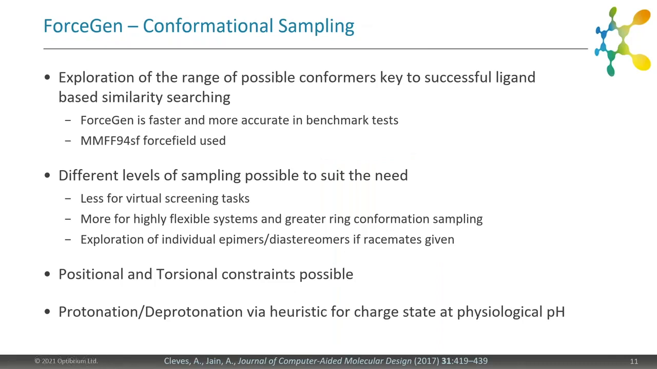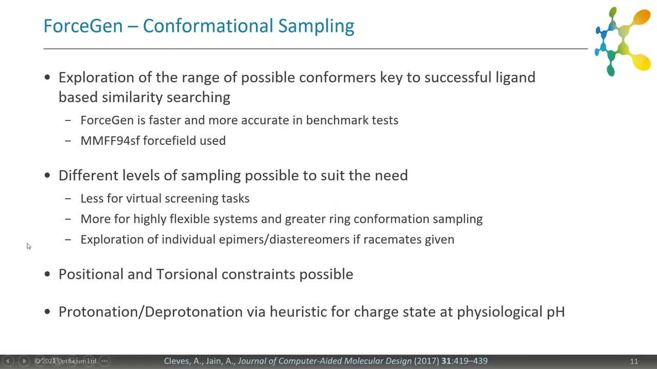To get that all to work, we need to have good conformational sampling. And with this, we use the Biopharmics ForceGen routine. It is published, and there are references you see at the bottom of the slides here. ForceGen is faster and more accurate in the benchmark tests than any other system. Underlying it, we have the Merck molecular force field, or at least a variation of MMFF94, and we provide different levels of sampling to suit the need that you have.